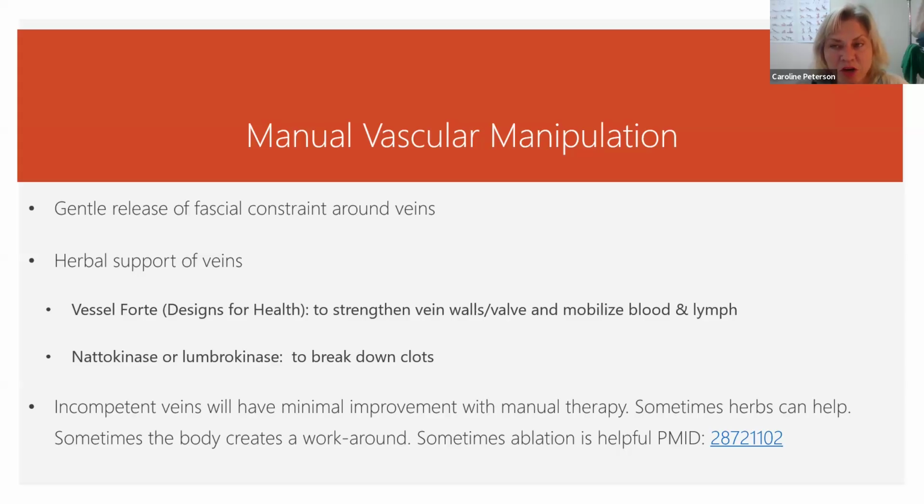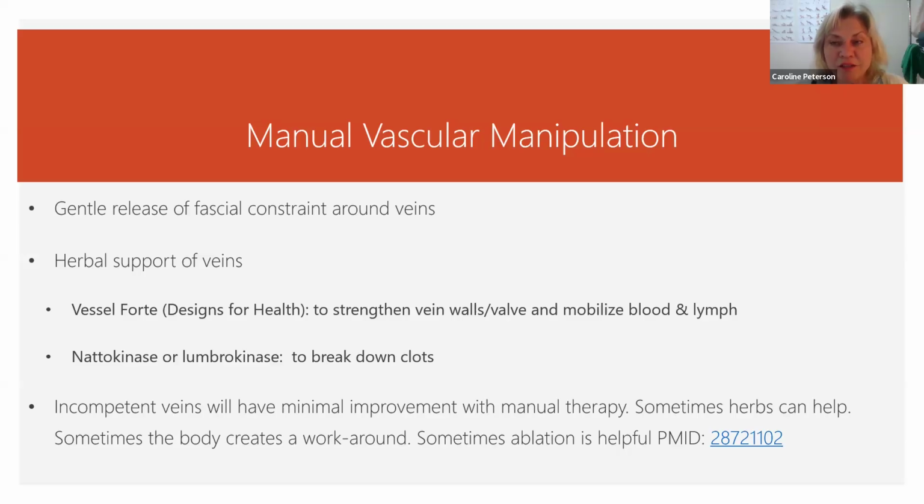Because varicosities or congestion in the veins can lead to clotting. I also want to use something that can thin the blood, like fish oil or vitamin E, and something like a nattokinase or lumbrokinase to break down clots. If there is too much congestion and too many varicosities, and this has gone on for too long, then sometimes the herbs are not enough.